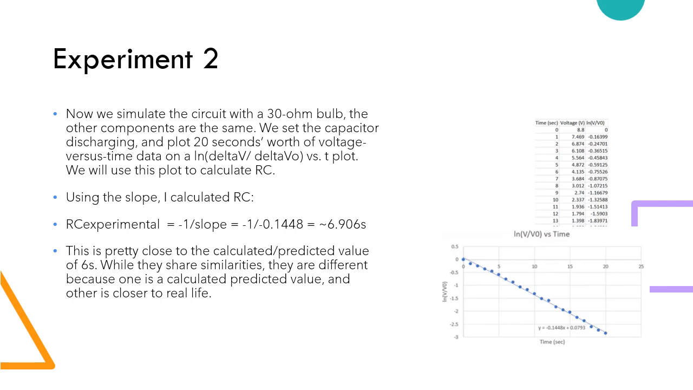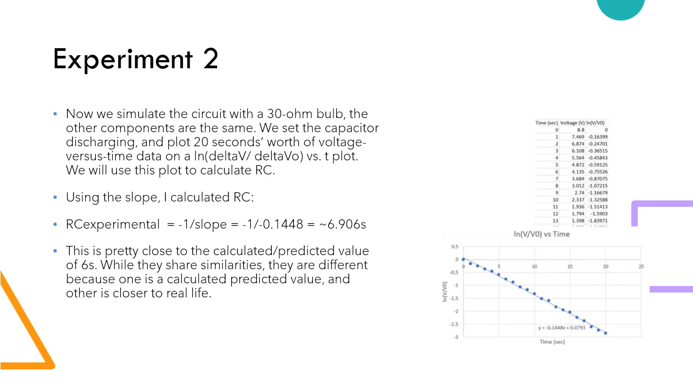We set the capacitor discharging and plot 20 seconds worth of voltage versus time data on a ln(ΔV/ΔV naught) versus time plot. We will use the plot to calculate RC. Using the slope, I calculated RC, where RC experimental is equal to minus 1 over the slope, which is equal to around 6.906 seconds.